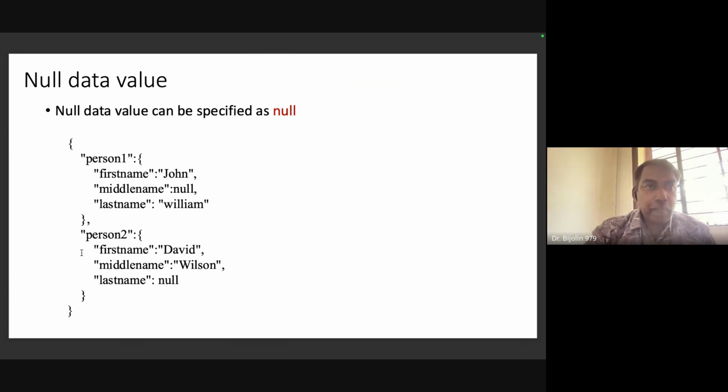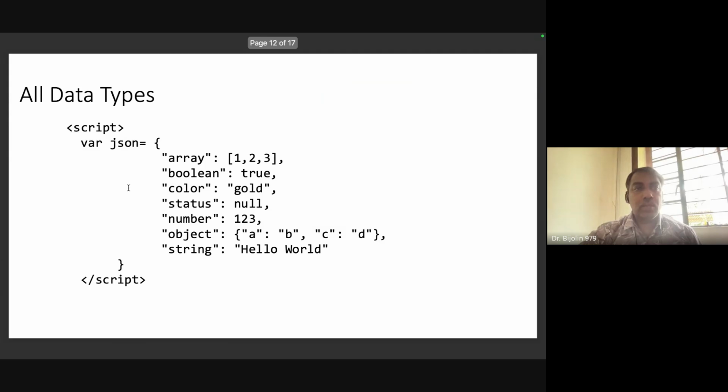And the next one is the null data. So as I told, you can use the null data type also. So if there is any middle name and you want to give it as null, you can use that. And also if there is any last name, middle name and last name, if you want to give the data type as null, okay, you can give that also.